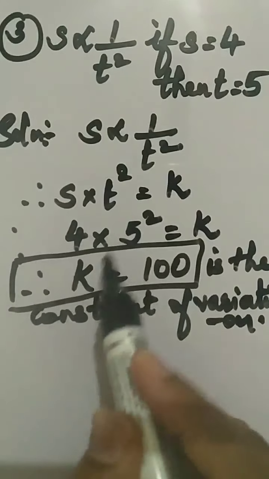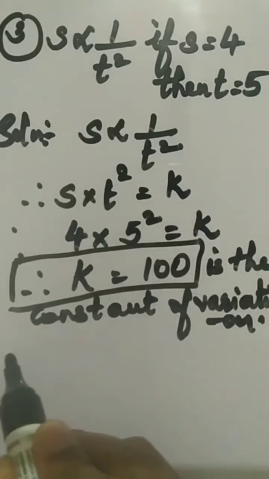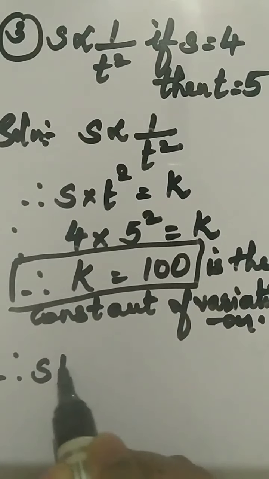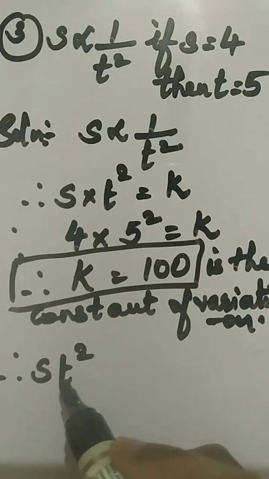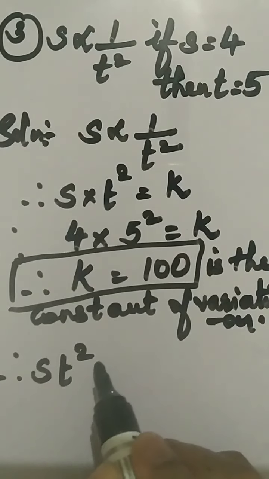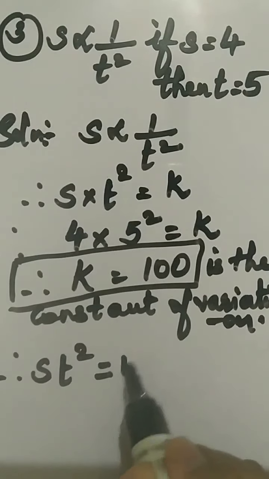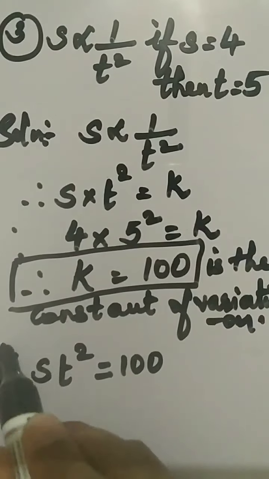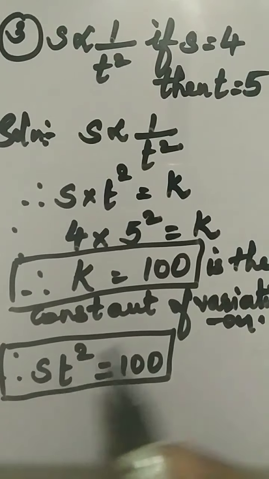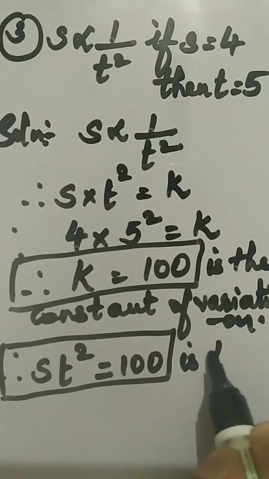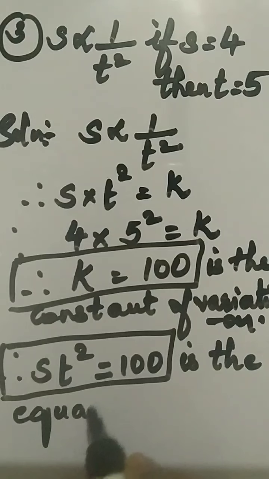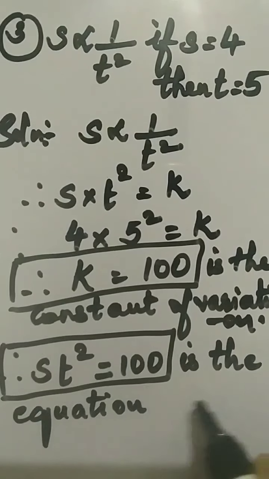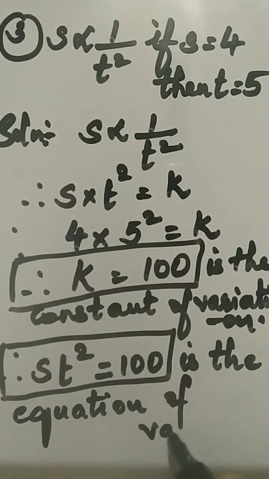Now, the same constant you will substitute here. So, therefore, ST square, or you can write S into T square, but it is understood. ST square means S into T square is equal to K. We got 100. This became the equation. ST square is equal to 100 is the equation of variation. Okay.